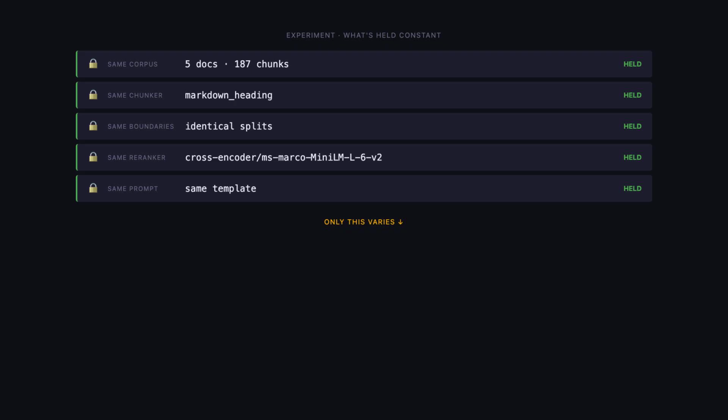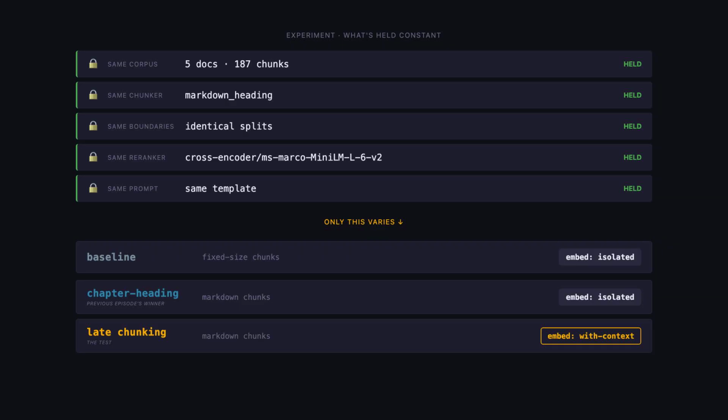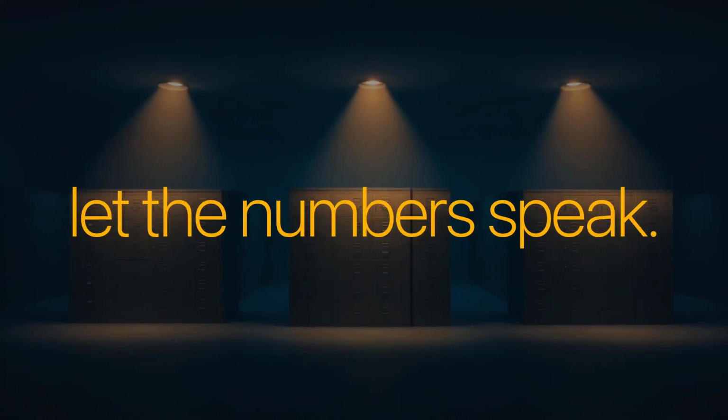3 pipelines. The simplest baseline, fixed size chunks embedded alone. The chapter heading pipeline, same chapters embedded alone. And the late chunking pipeline, same chapters embedded with the whole document around them. 3 pipelines, 1 question, same shelves, let the numbers speak.